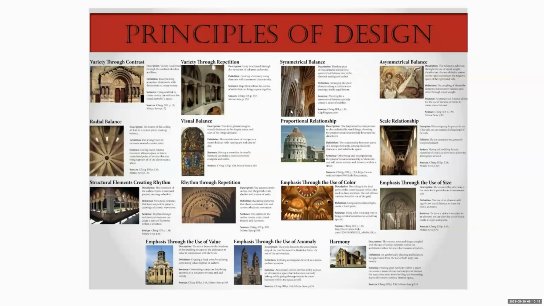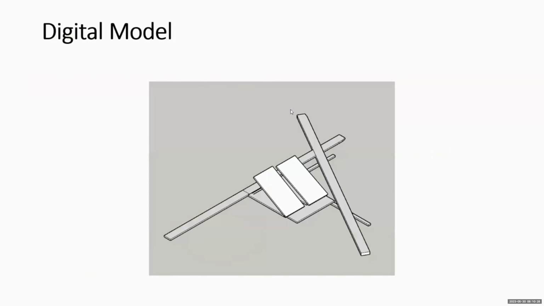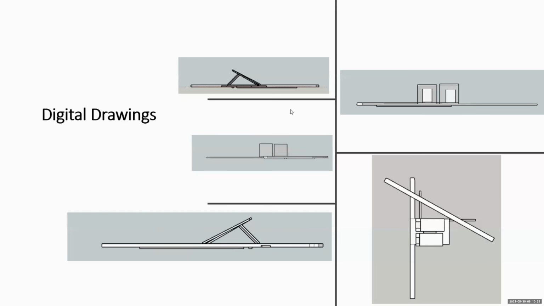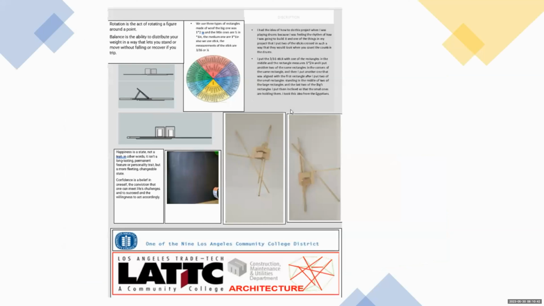This is some images of the principles of design: the definition, the description, and the sentence. This is the analog model from my diagram, the digital model, the digital drawings without the perspective, and analog drawings, and my poster. And I put some description from the two motions that I chose, rotation and balance.